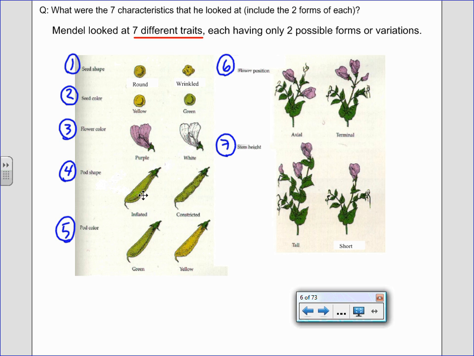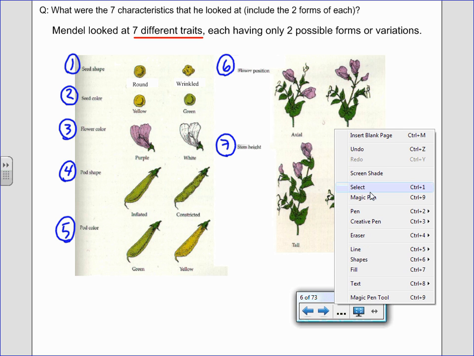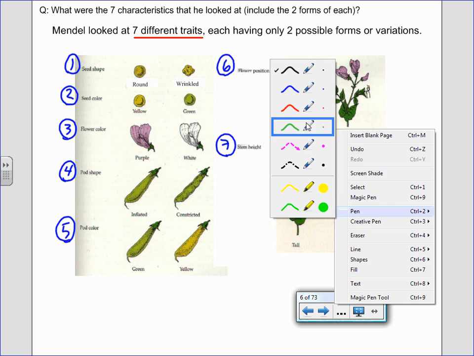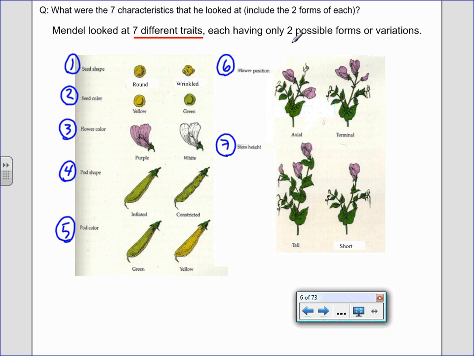Pod shape, this one says inflated and constricted, but you could say smooth or wrinkled, which is much easier to understand. Pod color was green or yellow. Flower position is axial or terminal. So if you look at these ones, axial is here, let me see if I can get a little pen. So the axial, the flowers are out to the sides, whereas terminal, they're at the end.